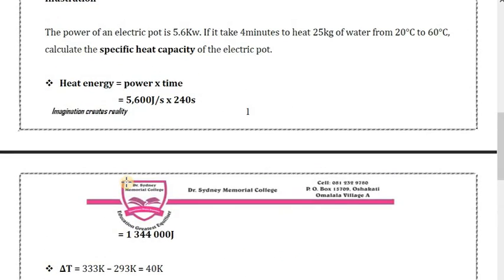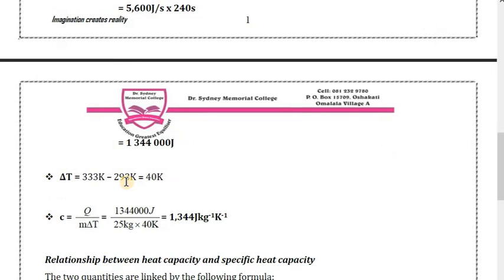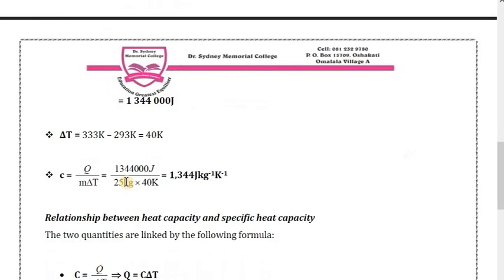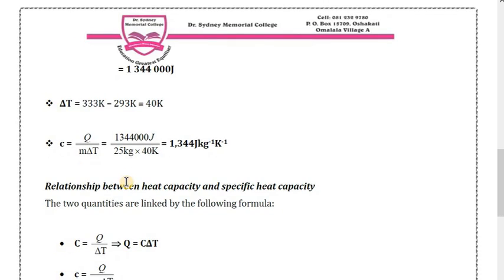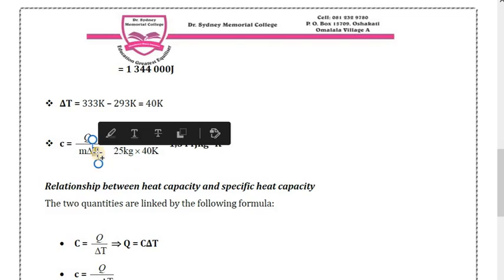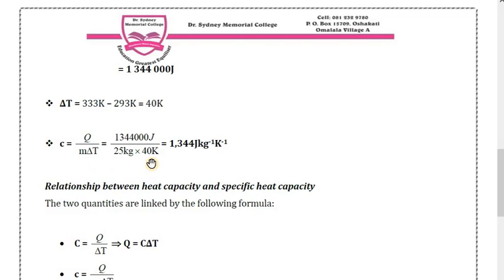So 60 degrees Celsius is equivalent to 333 kelvins, minus 293 kelvins, which gives you a temperature change of 40 kelvins. So now you can substitute values. You are still looking for your specific heat capacity. You can substitute Q with 1,344,000 joules, mass with 25 kg, and change in temperature with 40 kelvins.